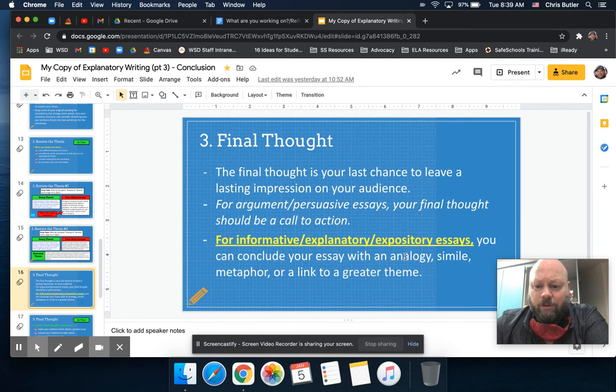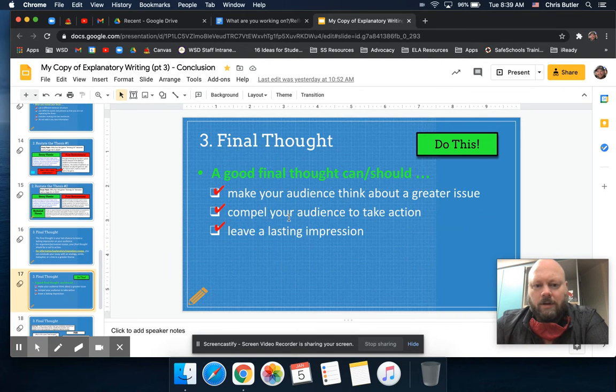You can conclude your essay with an analogy, a simile. Remember, analogies and similes are how something is similar to something else, a comparison, if you will, a metaphor, or a link to a greater theme, an idea that is bigger than what you've talked about. Some good things to think about when you're doing your final thought. It should, and it can, make your audience think about a greater issue, compel your audience to take action, or leave a lasting impression. Those are all things that it should do.